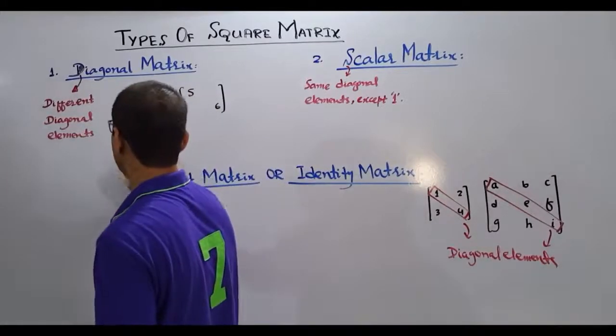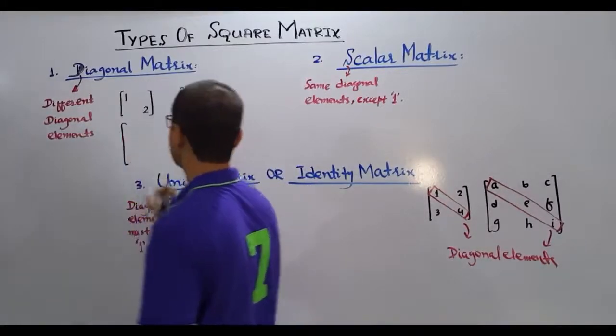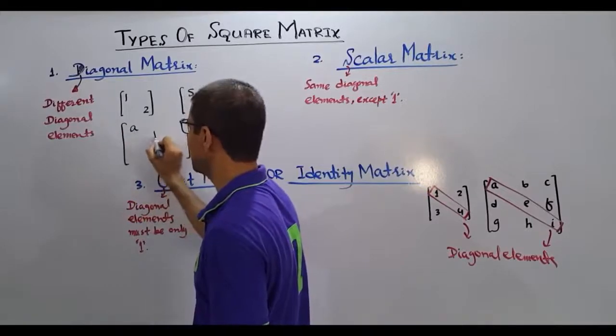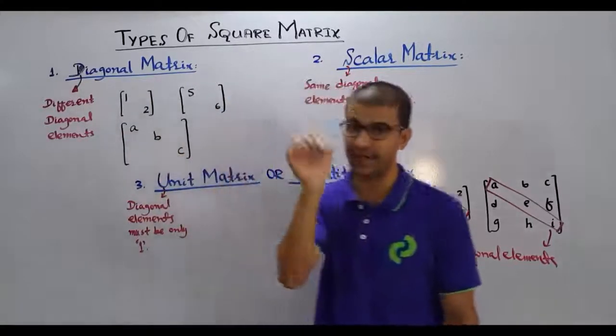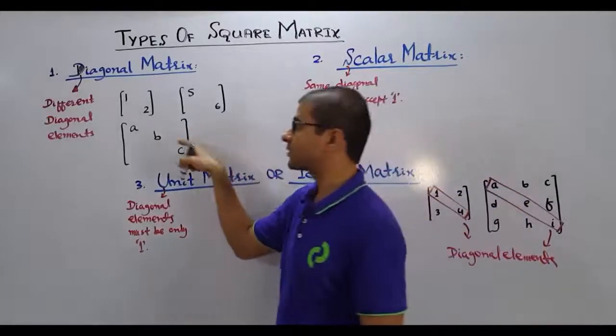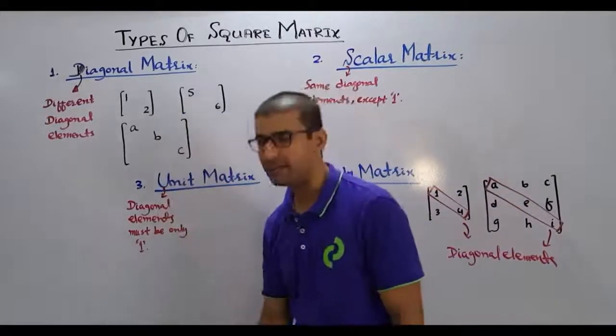We have a diagonal matrix of order 3 by 3. Let's suppose we have A, B, C. If diagonal elements are different, then this square matrix is known as diagonal matrix.